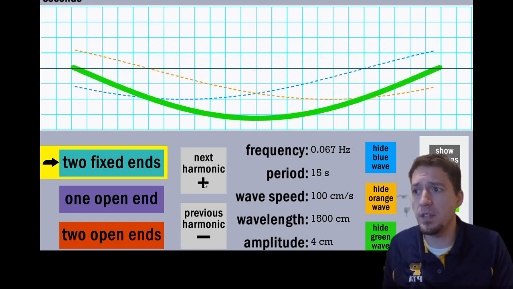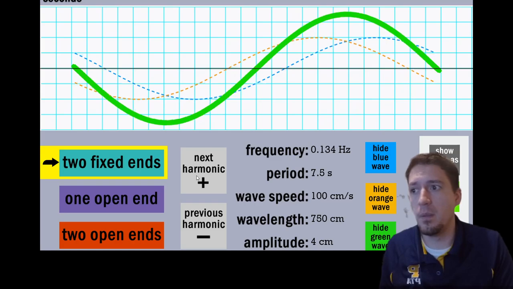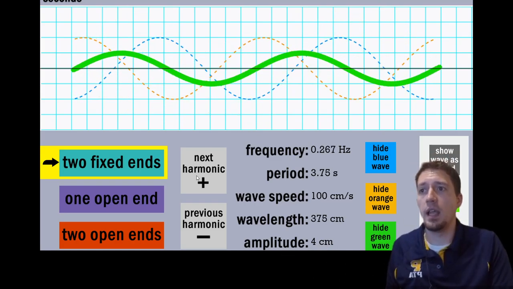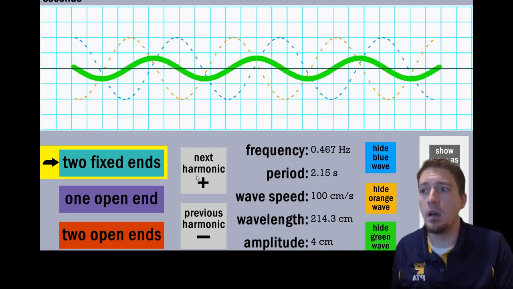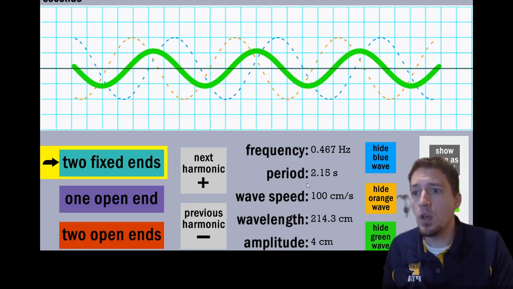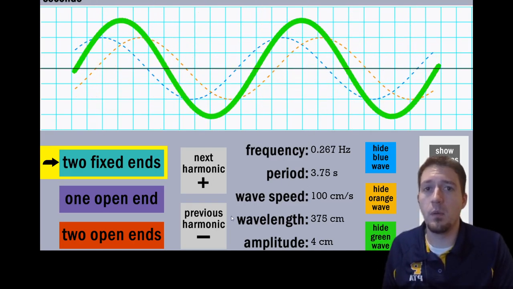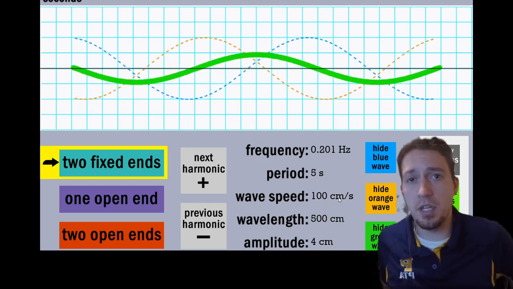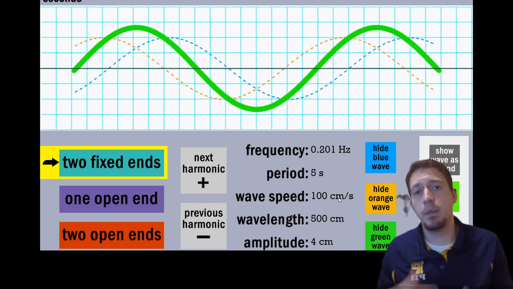It's fixed at both ends. This is the first harmonic, or the fundamental. And if I increase this, I can keep getting larger and larger. Now, if you'll notice a couple things, no matter what we change, the wave speed's not changing, because wave speed is dictated by the medium itself.